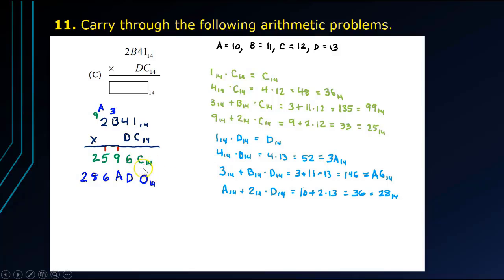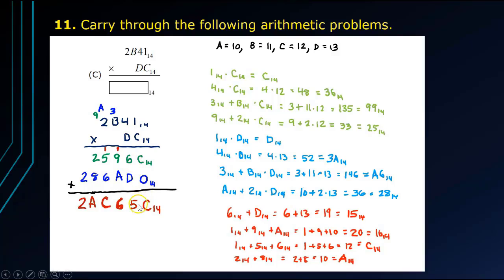So I'm going to have C plus 0, which is C. 6 plus D, there's all the work for that, carrying the 1. I'm just going to pause a moment so you can see all this work here. And you end up with the final answer, 2A, C6, 5C, base 14.